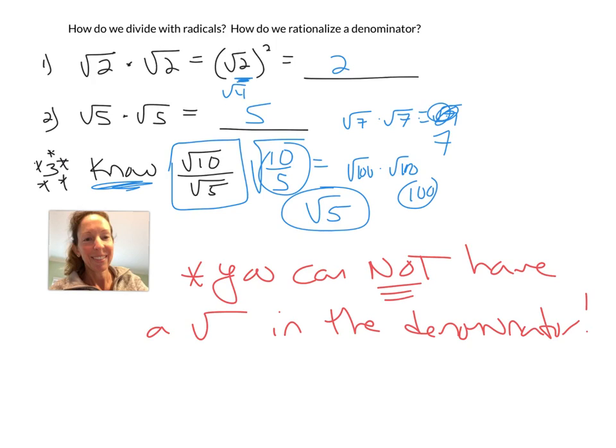And you also need to know that you cannot have a radical in the denominator. And so that's going to be the point of today's lesson. It's called rationalizing a denominator, where we will not have any radical signs in the denominator.